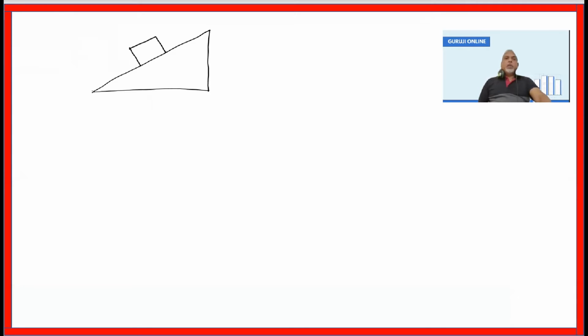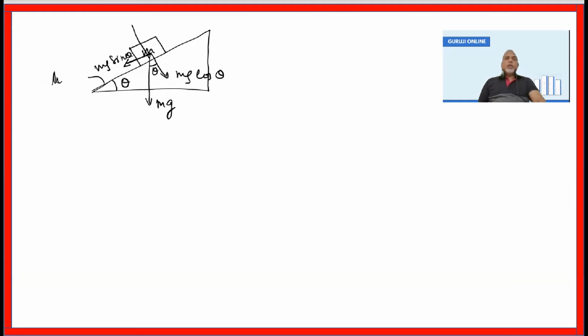Now let us see, this plane is having friction. Of course, mass of the block is m, and this is theta. Then we can resolve these forces like in the previous example: mg cos theta and mg sin theta.